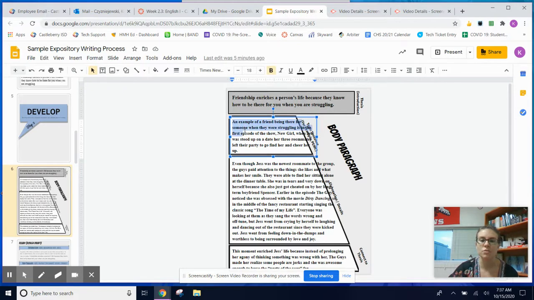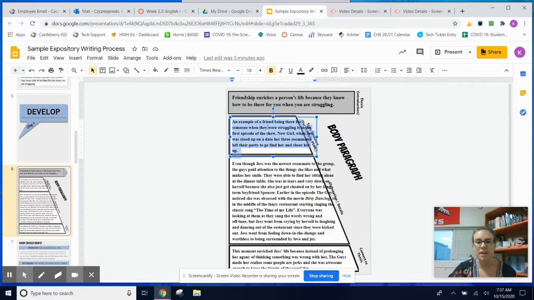Your topic sentence will always start with an example or for example, because it's going to be the first sentence that goes into your body paragraph. And you need to introduce the example that you ended up selecting. So like I said, I selected the example New Girl.